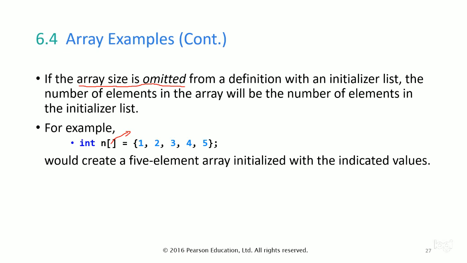Now in this case, what the compiler will do is it will take a look at the number of elements that are inside the initializer list, and it sees that it has 5 elements there. So it's going to create an array whose size is 5. So in this case, you don't really need to specify the size. So this is something that you can also do.